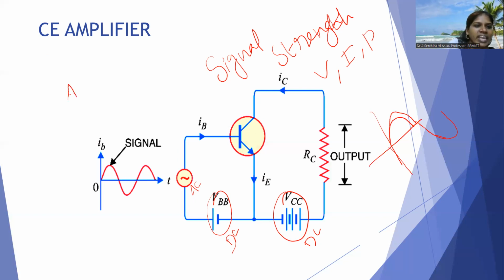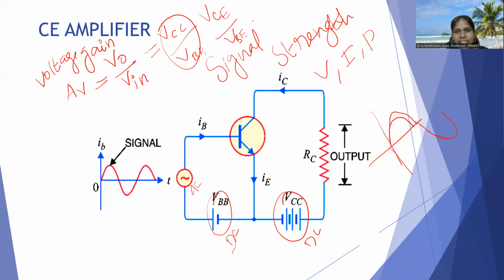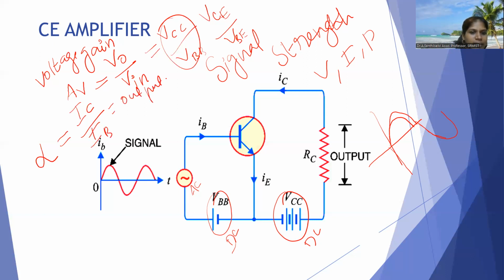What are they? Voltage gain AV equals output voltage divided by input voltage. What is the output voltage here? VCC divided by VBB, or in terms of terminals, VCE divided by VBE. Some textbooks mention it like this. Next, the current gain, which we denote as alpha. Alpha equals output current divided by input current, that is IC by IB. This is the current gain. We should mention these three equations for all amplifiers.